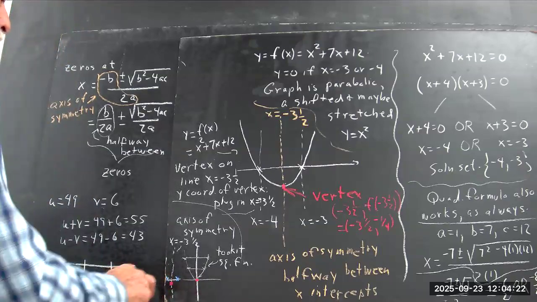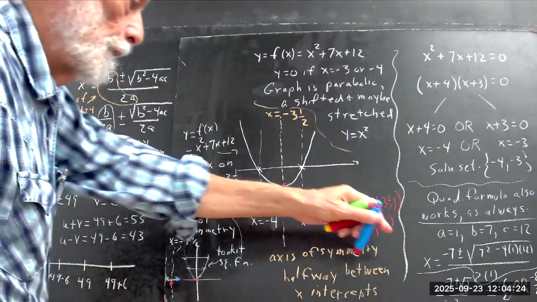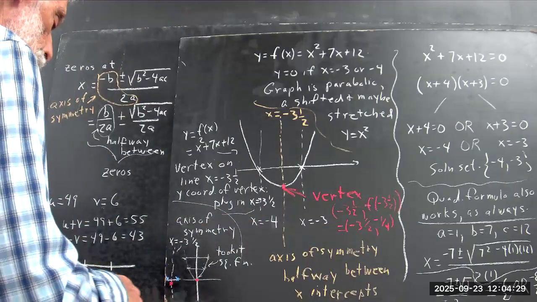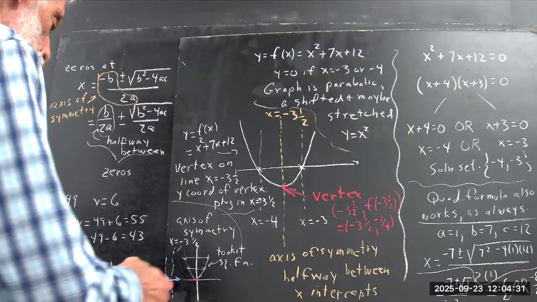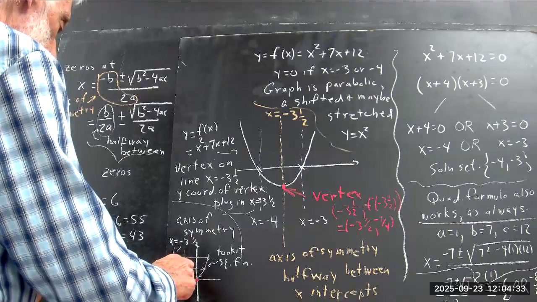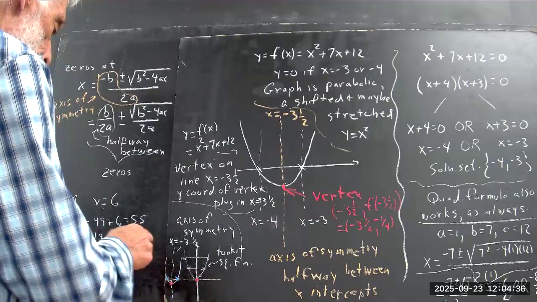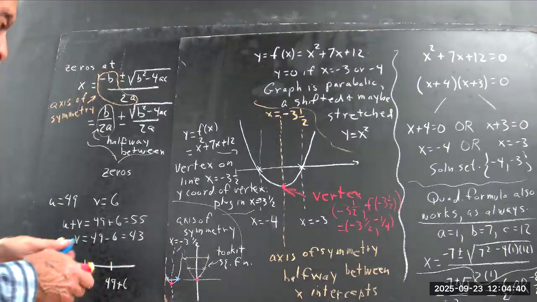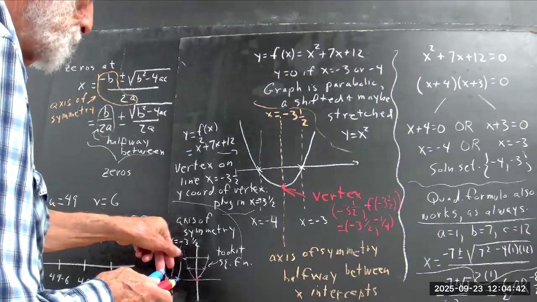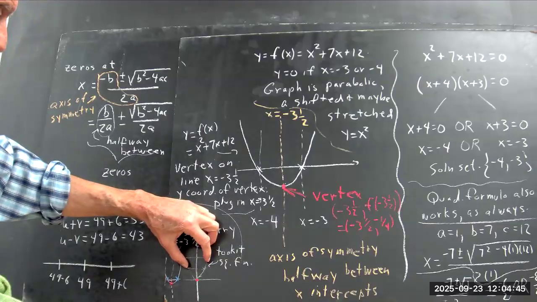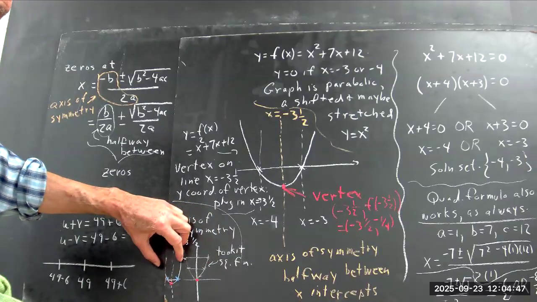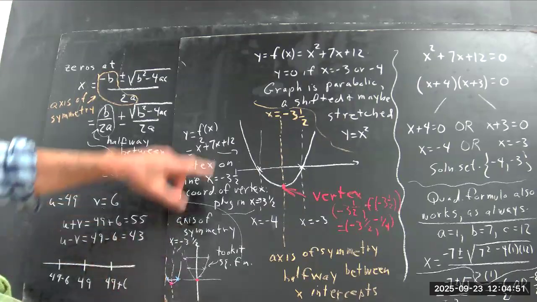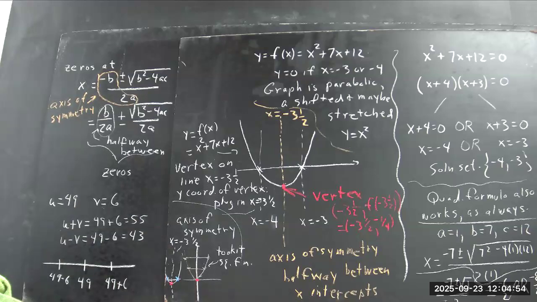So the vertex is going to be at -3.5, -1/4. And the graph is going to look like this. I'd leave myself room to draw the rest of it. Just take this thing, move it over 3.5 units and 1/4 of a unit down, and you've got the graph of this function.